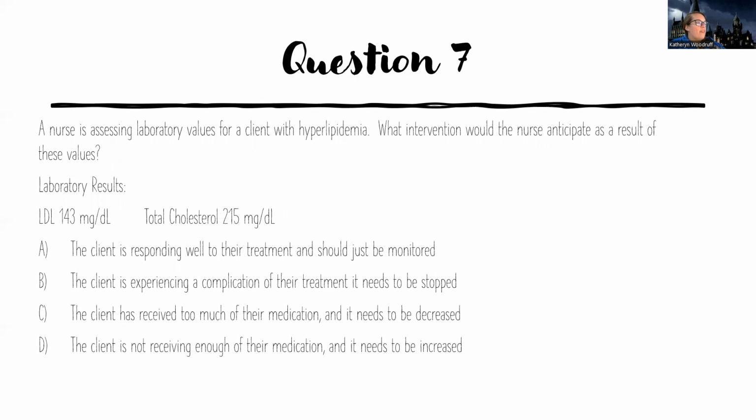All right, number 7. Oh no, labs. So it says a nurse is assessing laboratory values for a client with hyperlipidemia. Which intervention would the nurse anticipate as a result of these values?